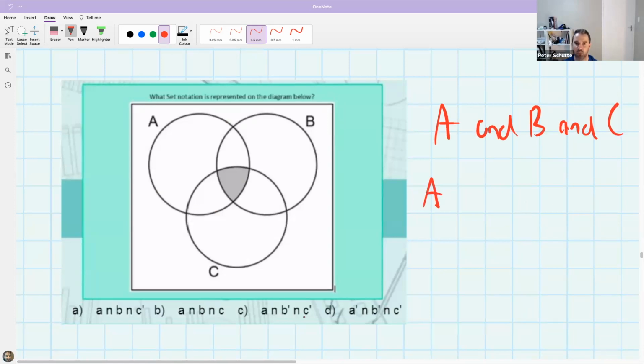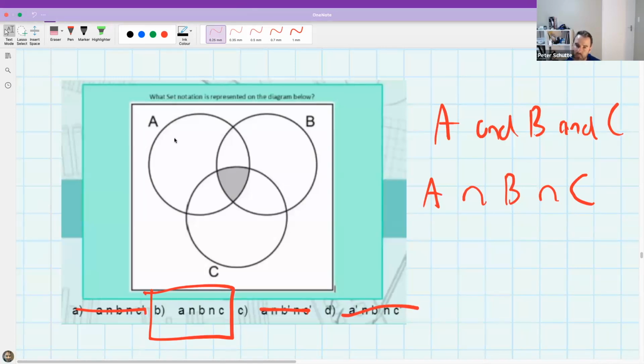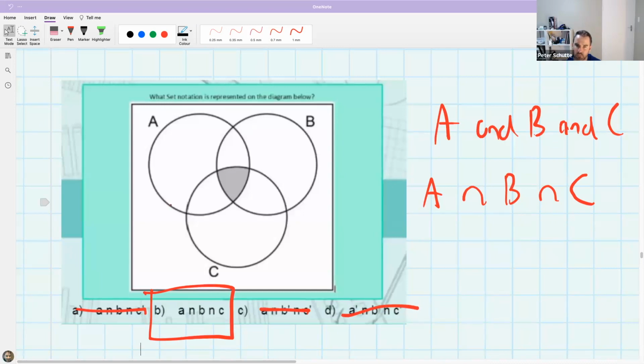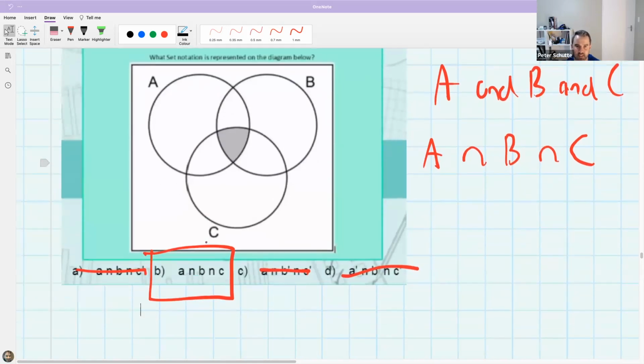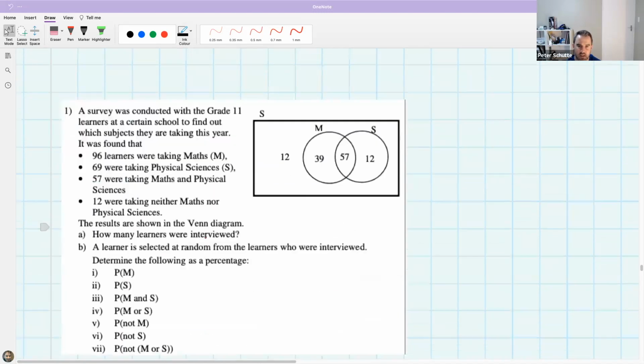And using the language they're using here, we should be looking for something which is the intersection of A, B, and C. Is there anything like that? Well, it's not that one, because there's no complements. It must be B. So this is the only part that's in A, B, and C. Okay, you've done that one. I'm not going to worry about that.